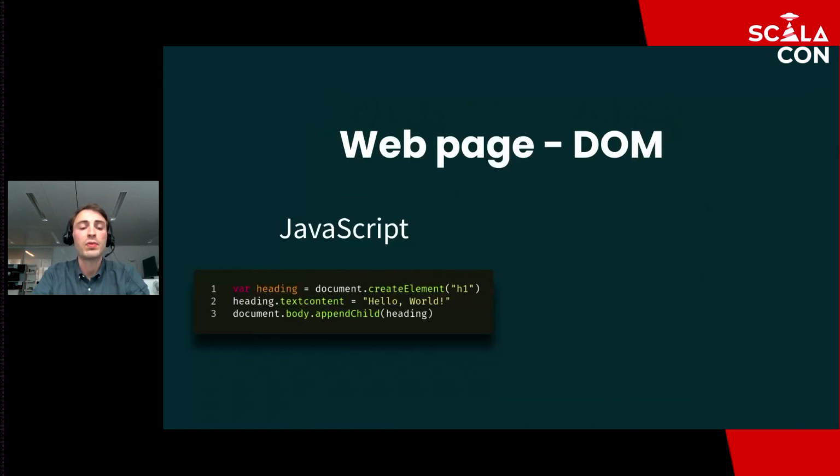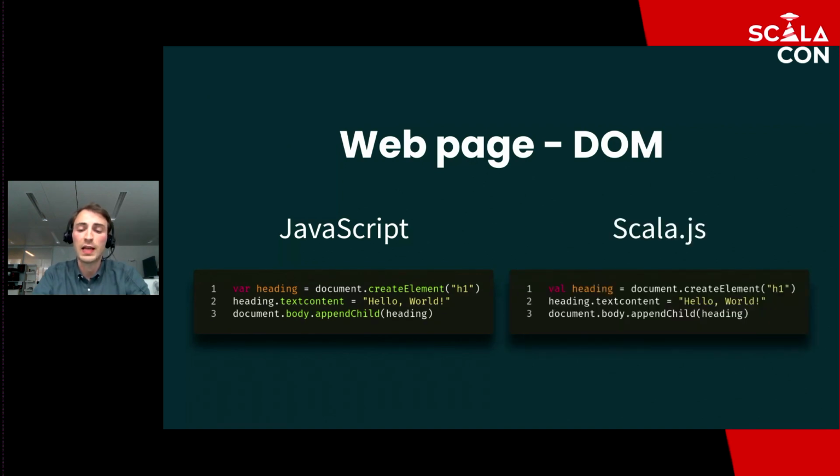How can we manipulate HTML in JavaScript? We use the DOM interface. And in Scala.js, it's the same. We also use the DOM interface. And as you can see, the code is very similar. And that's because we use the same API and because the JavaScript syntax and the Scala.js syntax are very close.